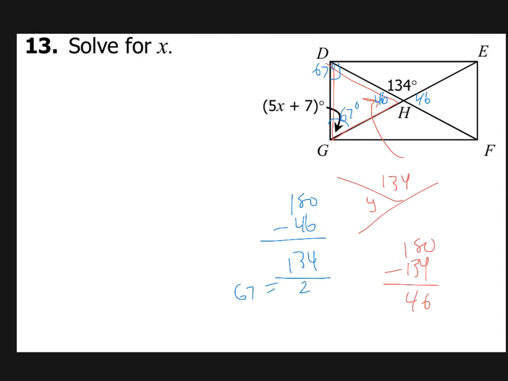Well, isn't this an opportunity? 5x plus 7 is the measure of this angle in algebraic terms. 67 is the measure of that angle straight up. So 5x plus 7 is worth 67 degrees. Well, then 5x is equal to 60 and x is equal to 12. And they said solve for x, so we're all done with this problem.